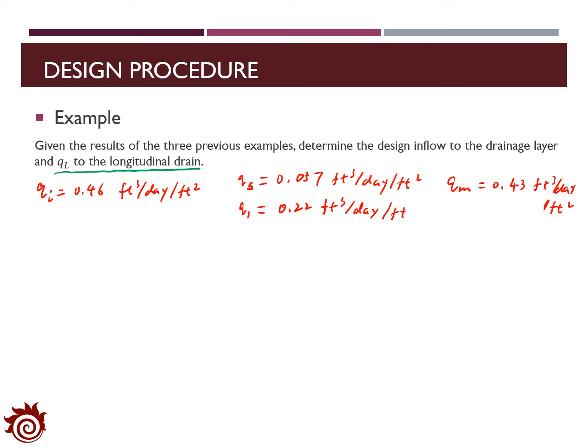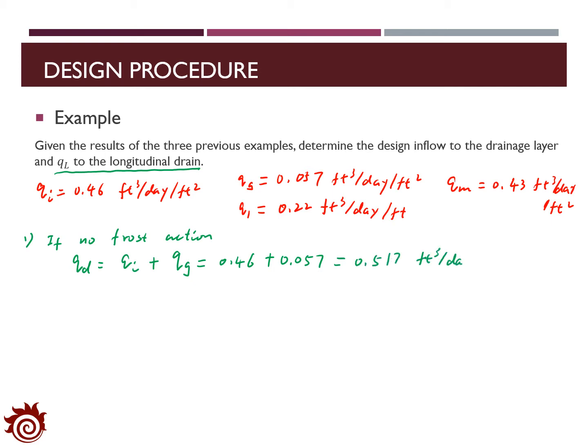So first, if there's no frost action, we have the design inflow Qd as Qi plus Qg. That is 0.46 plus 0.057, which gives the result as 0.517 feet cube per day per feet square.